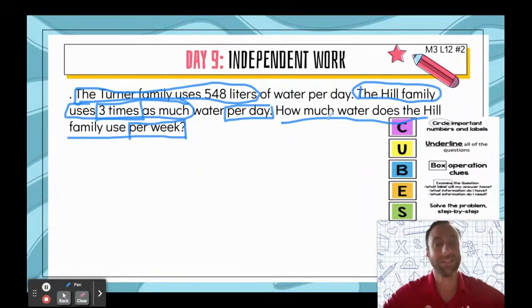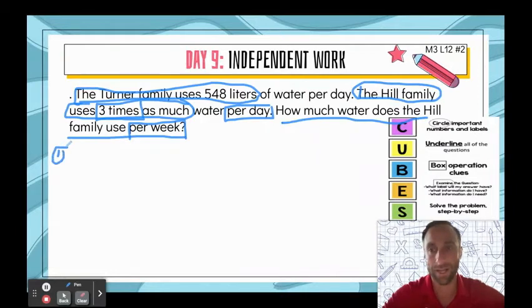The question's asking me, when I underlined and boxed, when I took care of U and B in my cubes strategy, how much water does the Hill family use per week? Well, I know that there's 7 days in a week, but I first need to find out how much the Hill family uses per day. So let's take a look at this. My first step right here.